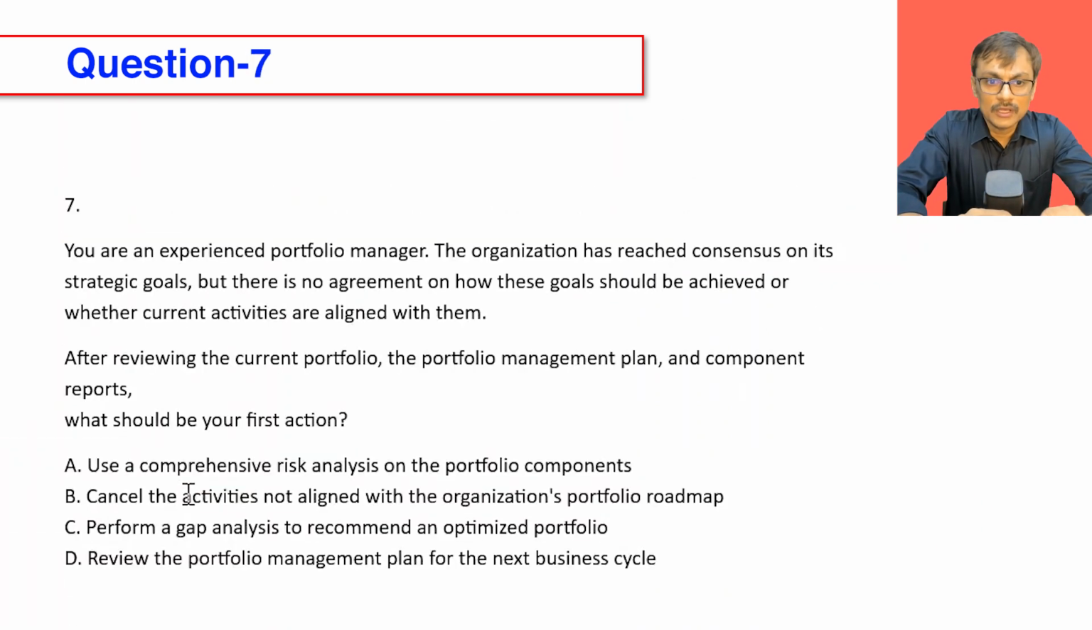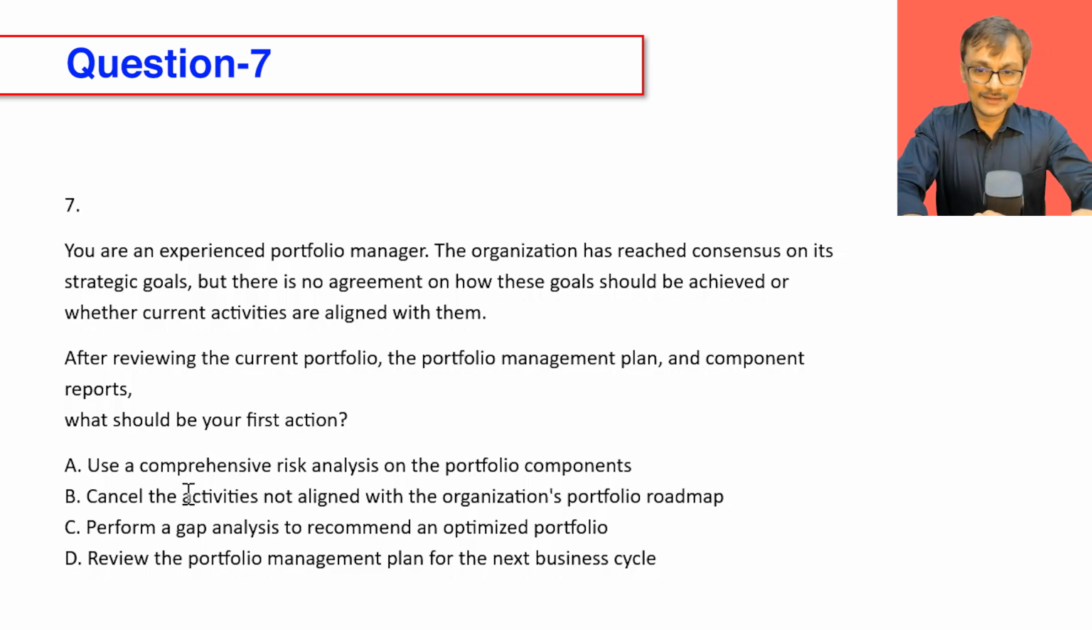Question number 7. You are an experienced portfolio manager. Your organization has reached consensus on its strategic goal, but there is no agreement on how these goals should be achieved or whether current activities are aligned with them. After reviewing the current portfolio, the portfolio management plan and component reports, what should be your first action?